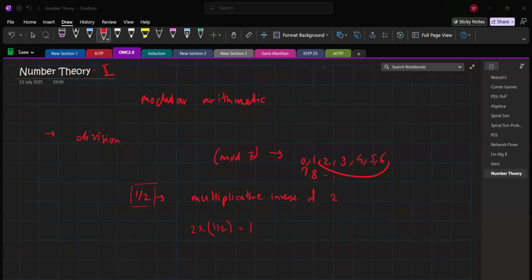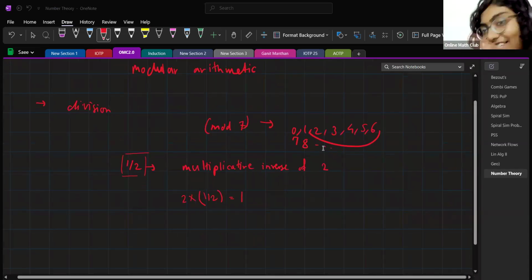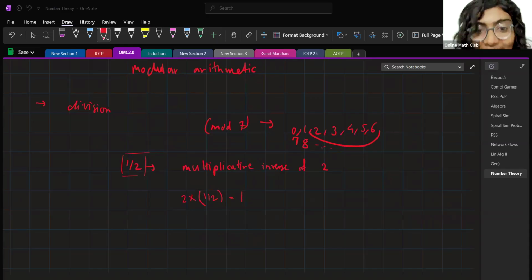We know that 2 to the power 6 is congruent to 1 mod 7. Therefore, 2 times 2 to the power 5 is congruent to 1. We haven't even discussed all of that yet. So at some point, you would really like to state and prove that.